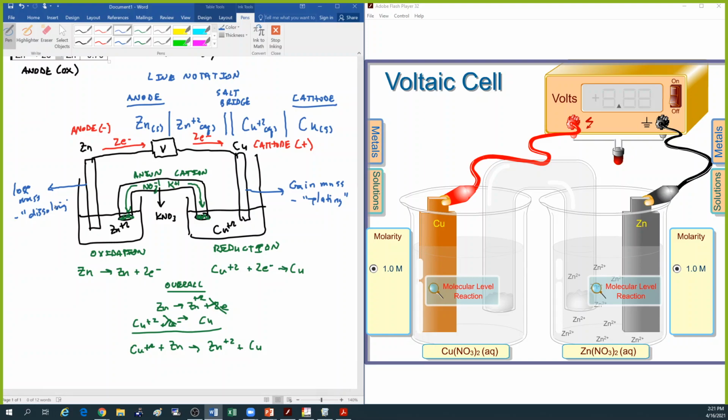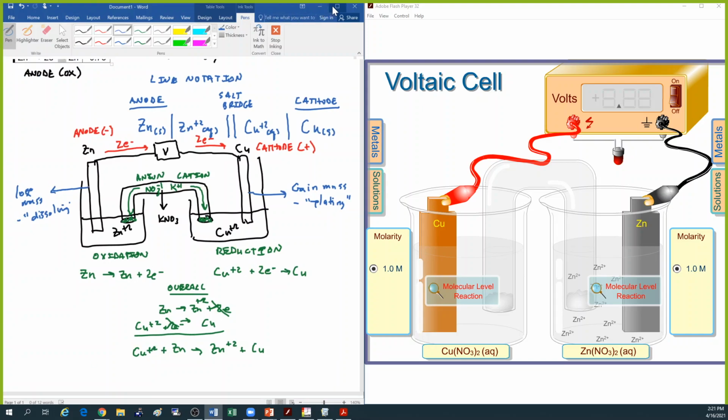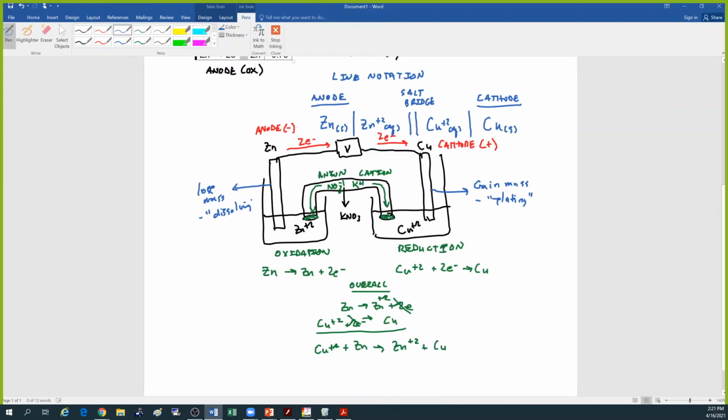And so that kind of takes us back to where we got to last time. Is there anything you want me to clarify? Because this really pretty much tells you everything you need to know about this basic type of cell.